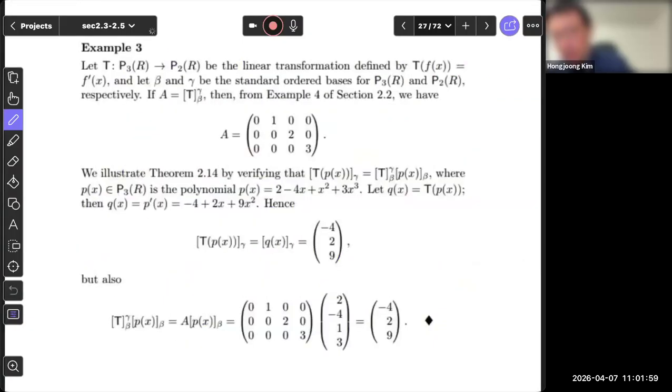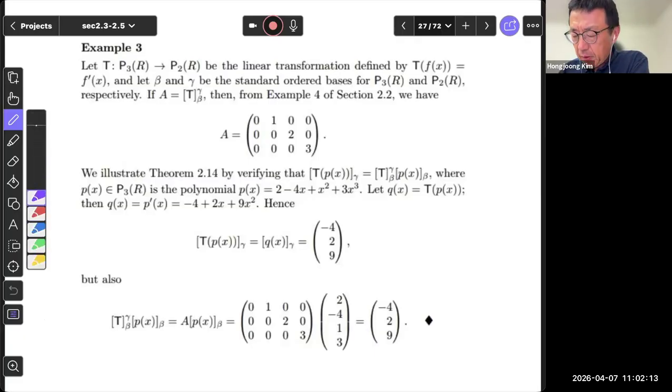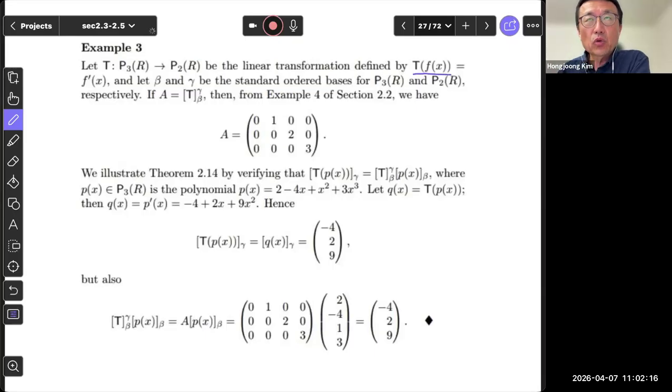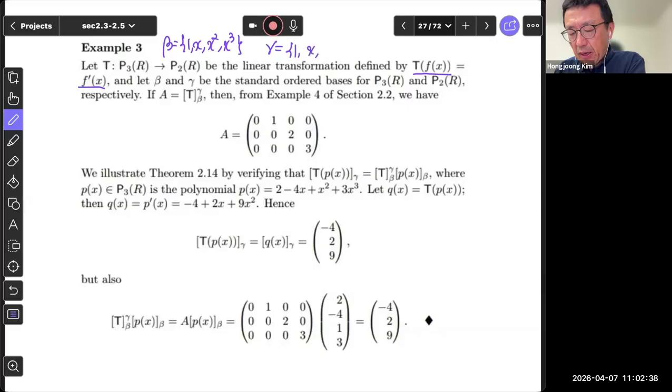So let us consider some example. Suppose that we have a mapping T from P3 to P2 space, and that is a linear mapping which maps any cubic polynomial to its derivative. And we want to use the standard ordered basis for the domain and codomain, which means beta consists of 1, x, x squared, and x cubed. And gamma consists of 1, x, and x squared.